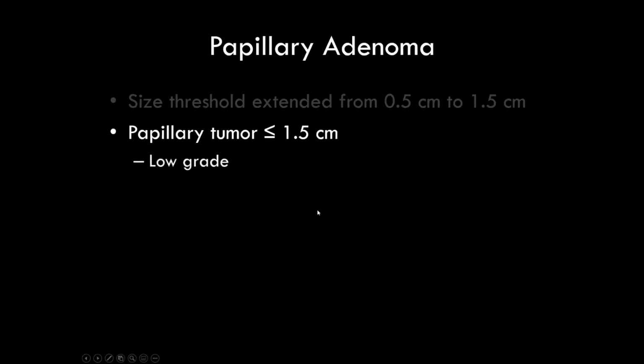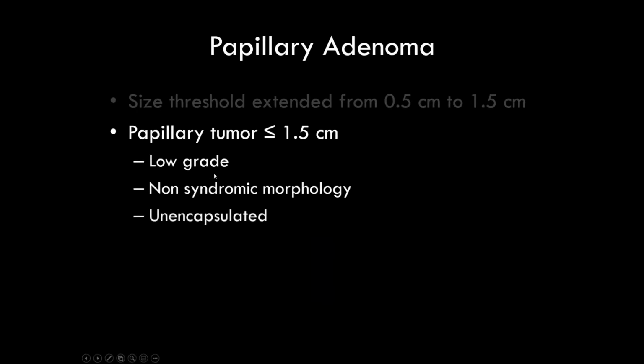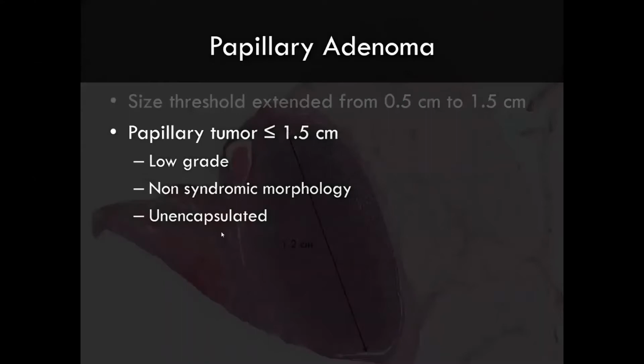But it's important to remember that when you call a papillary tumor that is less than 1.5 centimeter an adenoma, it has to be mandatorily low grade, right? And it should have something called a non-syndromic morphology. So I'll go into this very shortly. We'll see what this non-syndromic morphology means. And then usually these tumors are unencapsulated.